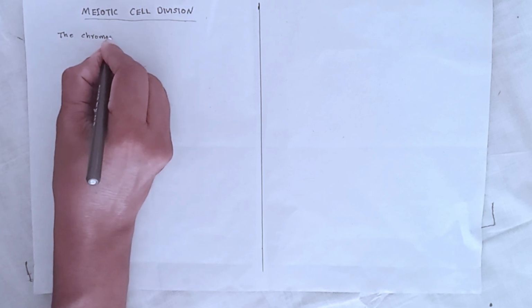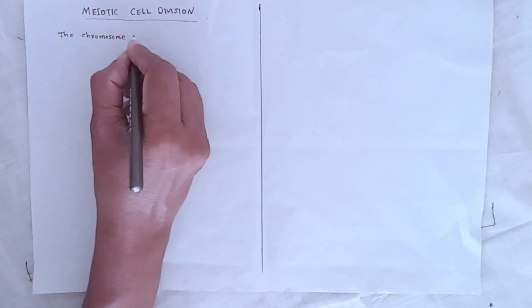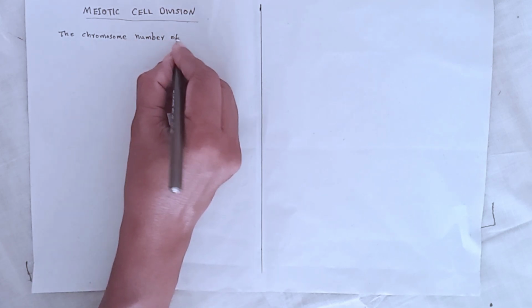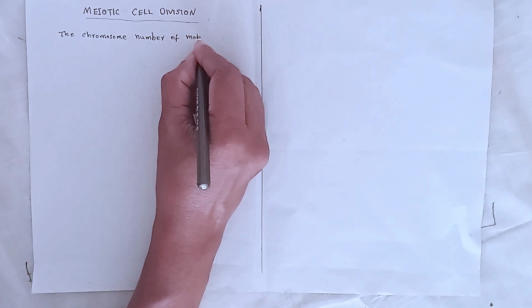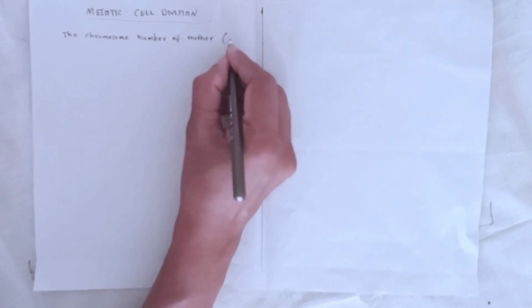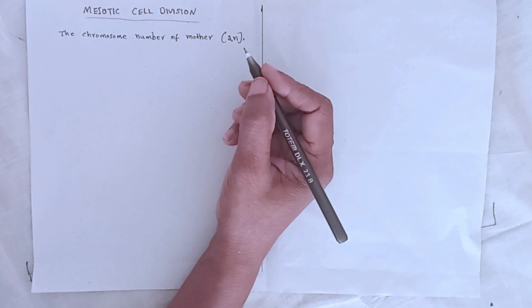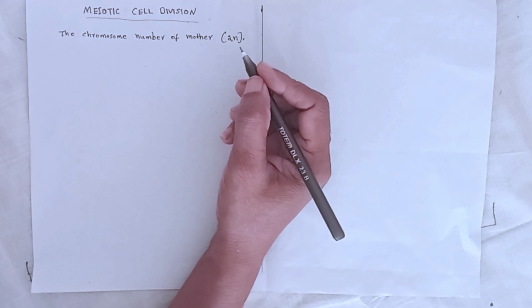The chromosome number of the mother cell, which is always diploid, that is 2n, is reduced to half in daughter cells, that is in gametes.